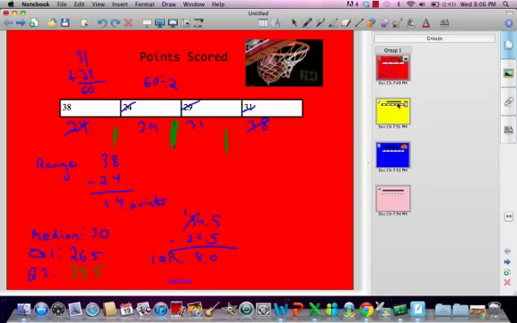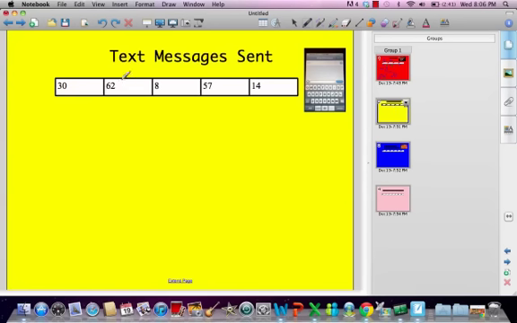Let's look at another one. Text messages sent. So this is a data set with 5 numbers. Again, we put them in order first. So we would write 8, cross that off. 14 would come second. And so you can see here the variation in numbers, you can probably tell, is pretty great. There's a big spread of numbers that we have. One day you sent only a few messages. One day you sent 62, so that's a lot of messages.